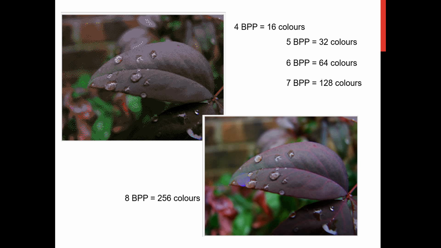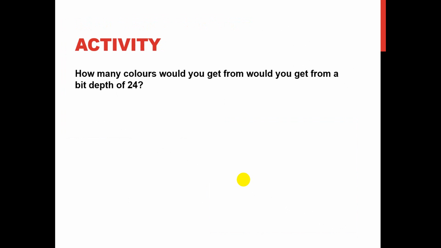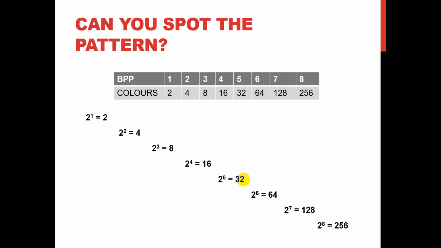So we're starting to get an image that represents close enough to what it should look like in real life. Hopefully you can spot the pattern. Those of us who know anything about maths should see that we're doubling each and every time. So we double, we double, we double, and we keep going. 2 to the power of 8 is 256.